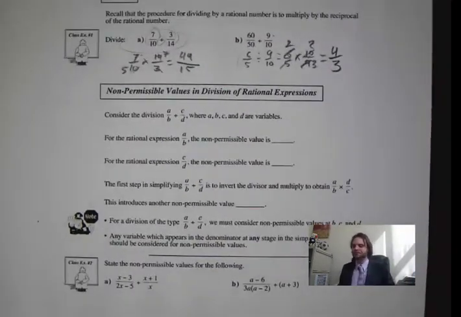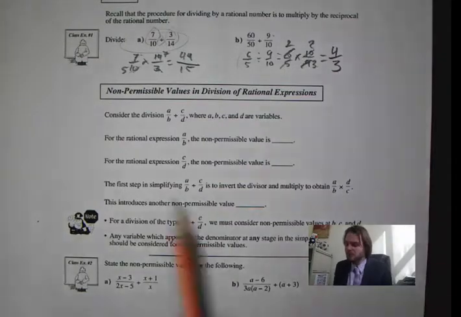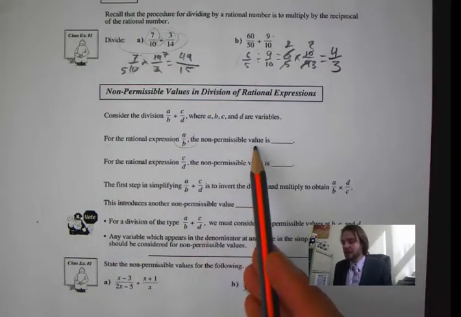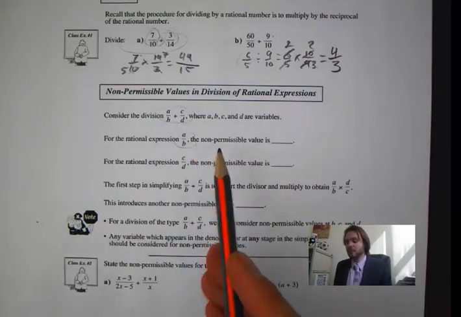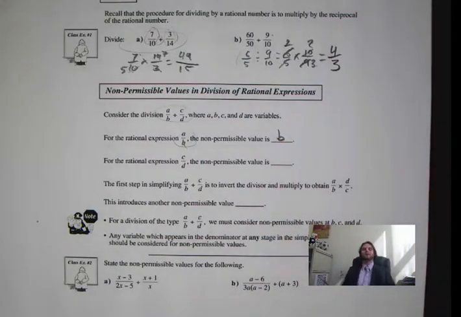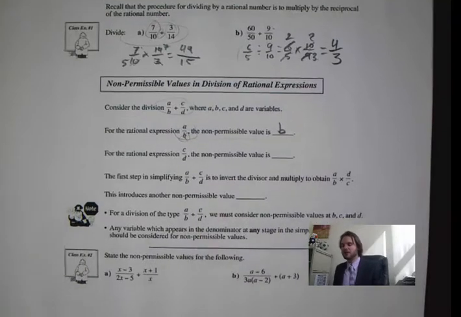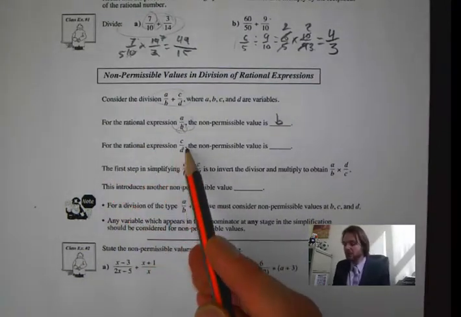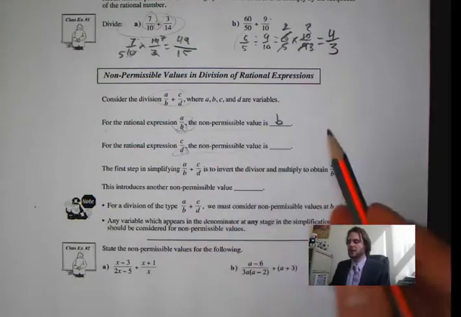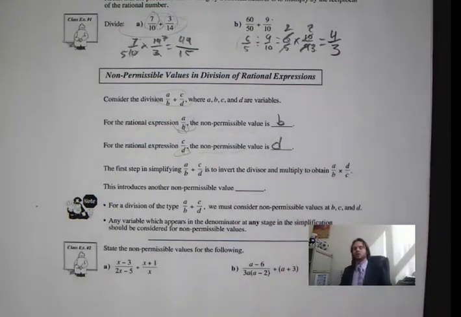Okay, here we go. Now we're done our warm-up, we're just going to review non-permissible values, which are important. So for this rational expression here, looking at this guy here, the non-permissible value is b, right? B is always my non-permissible value. It's always the bottom because I can't divide by 0. Now this one here, the non-permissible value, again is d. Okay? It's always on the bottom.